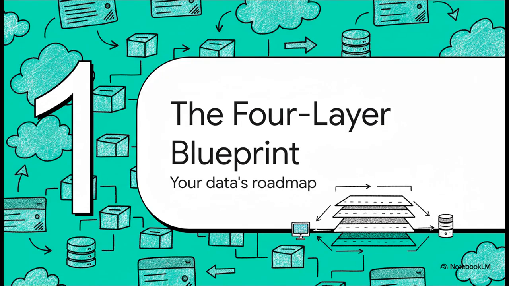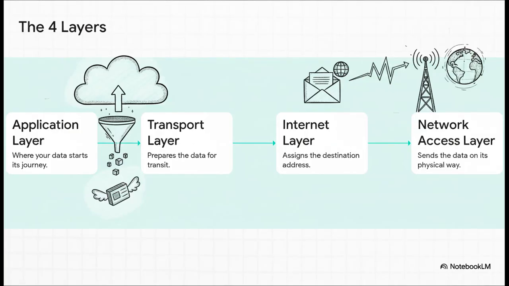Okay, so to really get how this language works, we've got to look at its blueprint. The best way to think about TCP/IP is as a four-layer roadmap. This is the exact map that guides every single byte of your data from your screen all the way to its final destination. The journey for your data always starts at the top, at the application layer, and then it works its way down. It's like an assembly line. First, your data gets prepped for the trip, then it gets an address slapped on it, and finally, it's sent out into the wild. And get this, once it arrives, the whole process just happens in reverse.